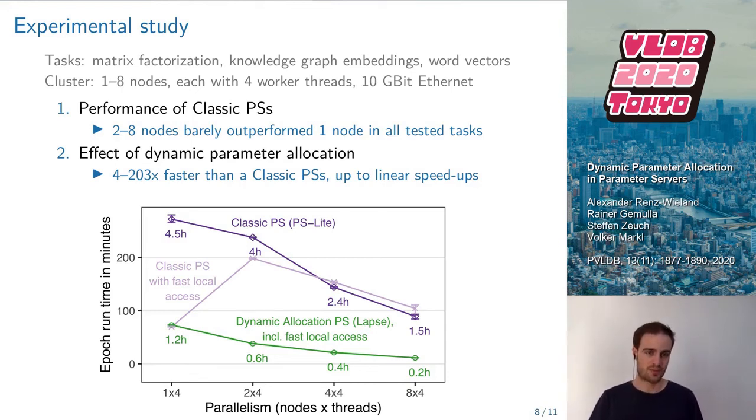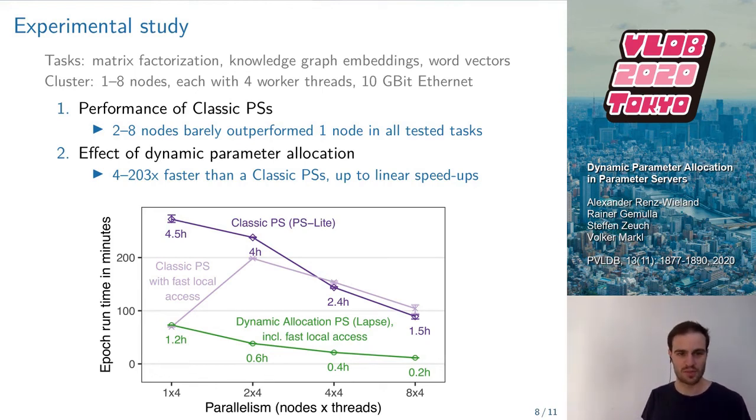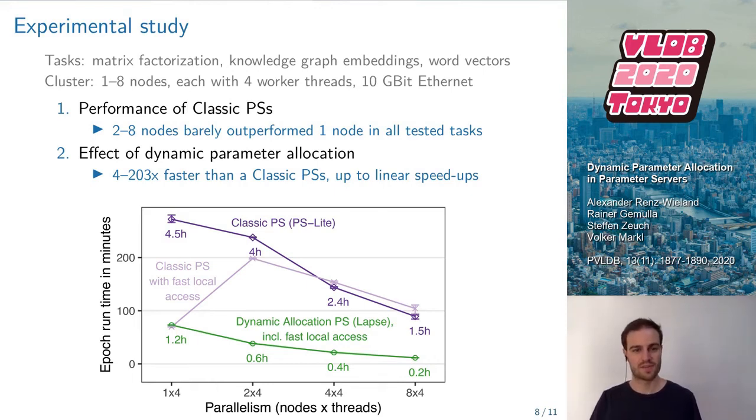And the second point that we investigated was the effect of dynamic parameter allocation, where we found that this can be up to 2 orders of magnitude faster than classic parameter servers and provide up to linear speedups. So at the bottom, you see the same graph that I showed you earlier, the training of knowledge graph embeddings. And you can see these 2 points. First, PS-Lite does not outperform the single node performance. And second, Lapse is significantly faster and provides near linear speedup with a speedup of 6 times here, roughly.